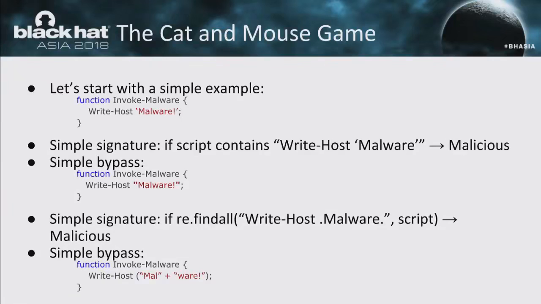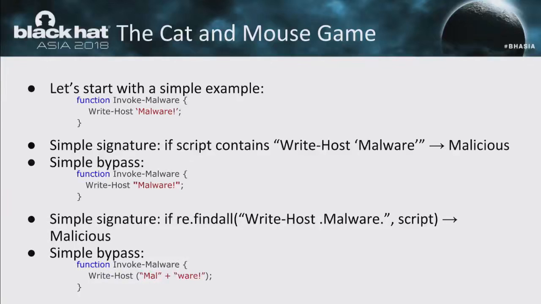Let's say I have a function that runs Write-Host malware, which is basically like a hello world for PowerShell that prints out malware. So a simple signature would be, okay, if I see Write-Host, single quote, malware, single quote, then that is malware. A simple bypass would be to change the single quote to a double quote, right? And then the antivirus would say, okay, I'm going to ignore the single quote. For me, as far as I'm concerned, it could be a single quote, a double quote, or any other character.